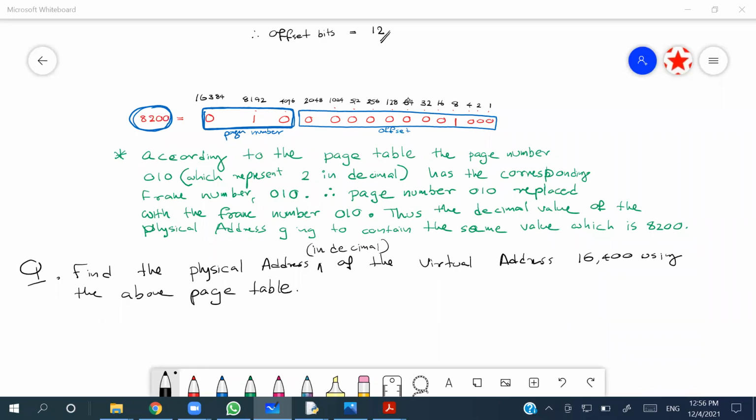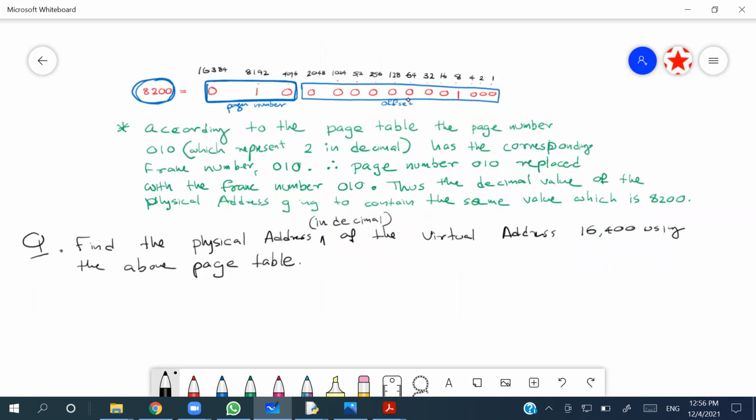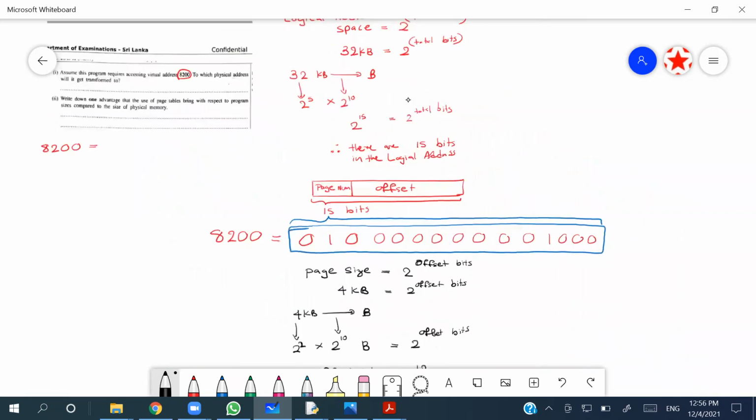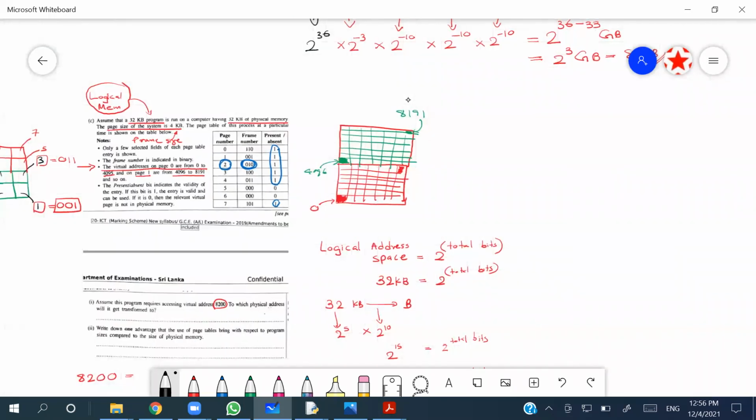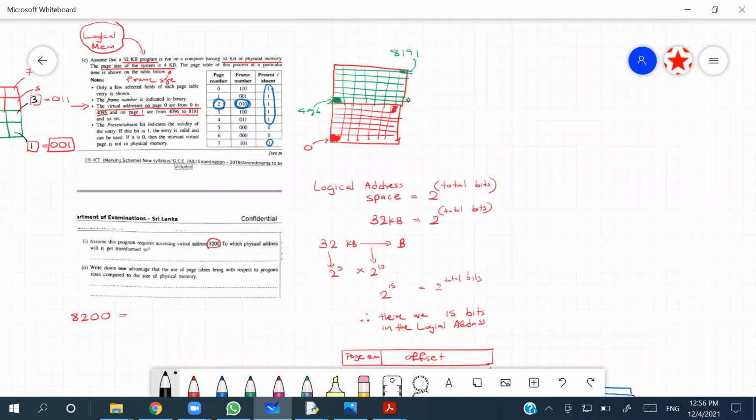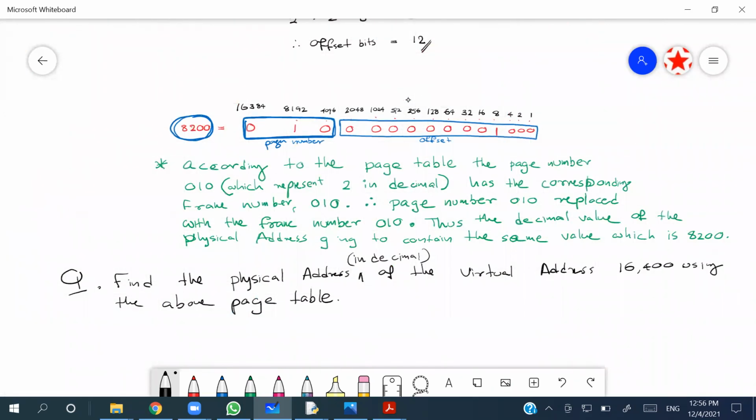So the question was, find the physical address in decimal of the virtual address 16,400. Earlier we found 8,200, no? So how did we find the 8,200 physical address? We extract the 8,200, find the portion of the page number. Then that page number is matched from the page table to the corresponding frame number. Then we represent the frame number, which gives the final answer.